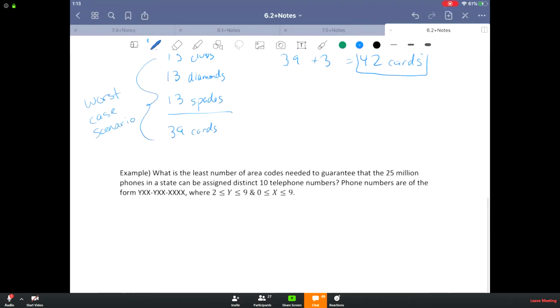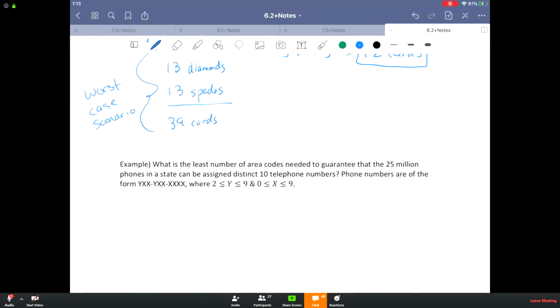Yeah. So we got the last one from 6.2. What is the least number of area codes needed to guarantee that the 25 million phones in a state can be assigned distinct 10 digit telephone numbers? So just like with any phone number we've ever talked about, they have to be different. Phone numbers are of the form NYX-NXX-XXXX, where N is between 2 and 9, and X is between 0 and 9.